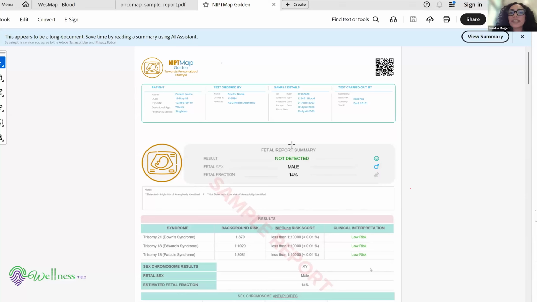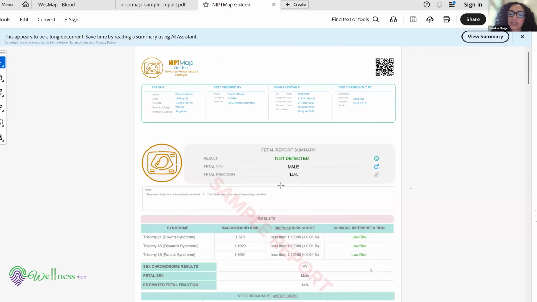Okay, so now also as all the tests, you're going to see the details of your patient in the beginning. Then after that, it's going to give you the result, whether there is anything detected or not. It gives you the fetal sex, which is male or female, and then it tells you the fetal fraction, which is 14%.